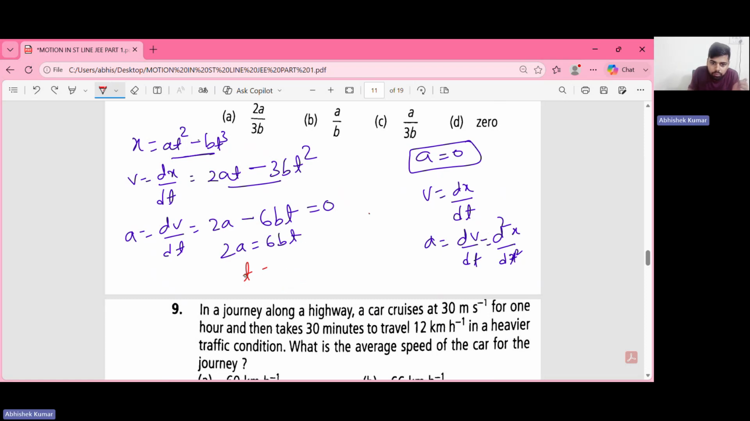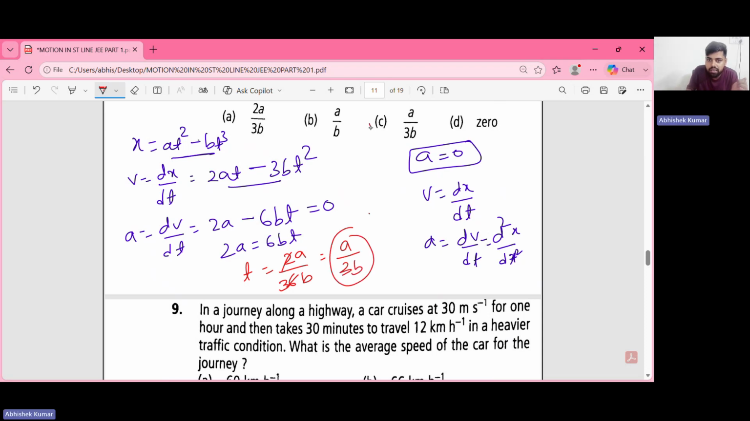What happened to me, bro? 2a by 6b. This one, if you cancel, what you will get? 2 here, 3. So you will get a by 3b as your answer. Check which is the correct answer. This is the correct answer.